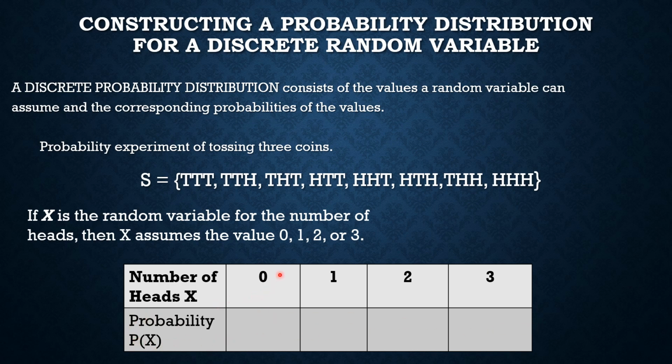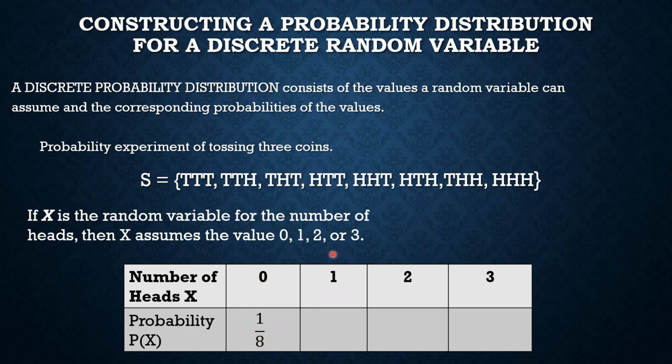Now, if we look at 0 as our value for the random variable x, what is the probability that the number of heads is 0? If you look at the sample space, meron lang naman isang outcome dyan na walang heads, and that is when the outcome consists of all tails. So the probability of that is 1 out of 8. Saan galing yung 8? That is the total number of possible outcomes.